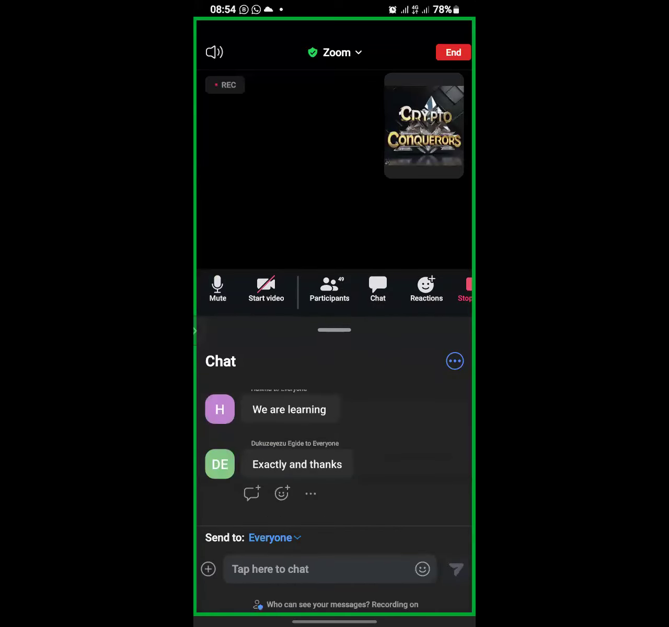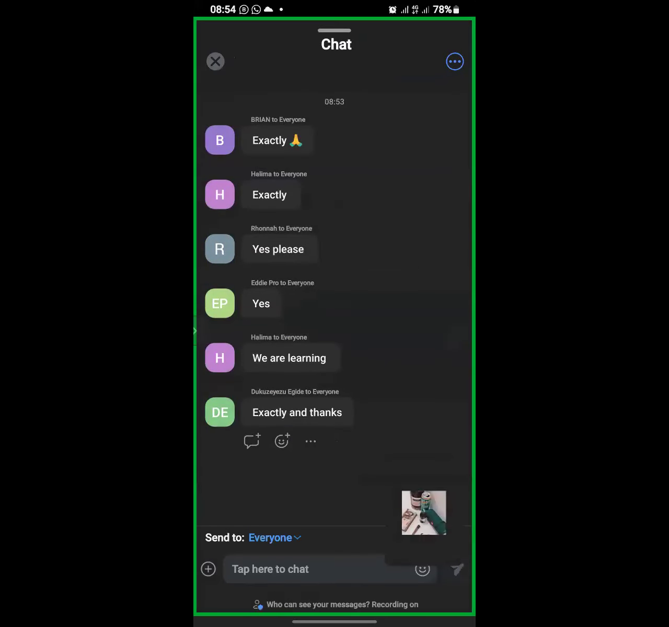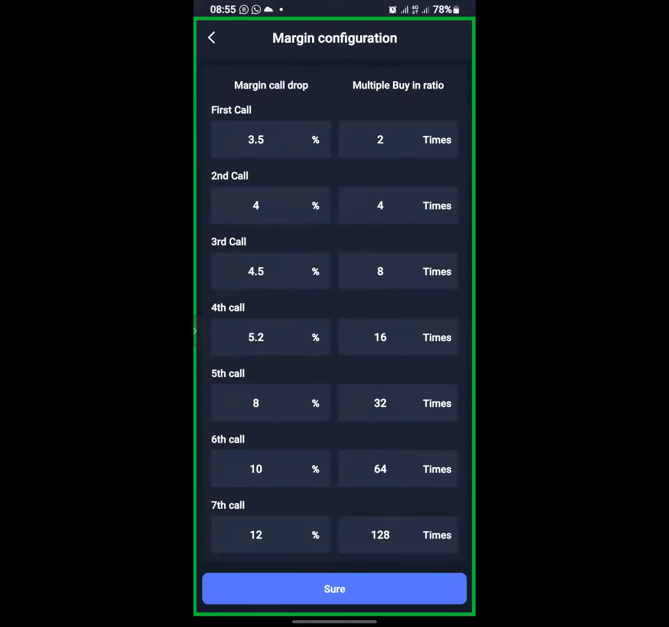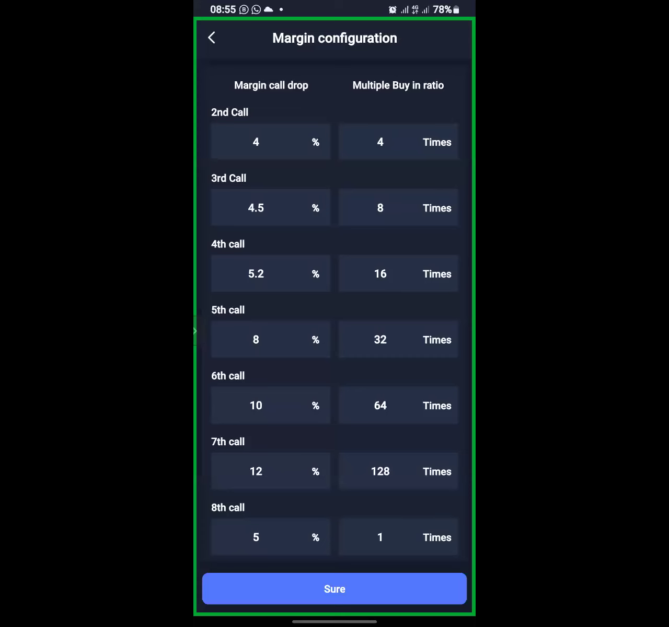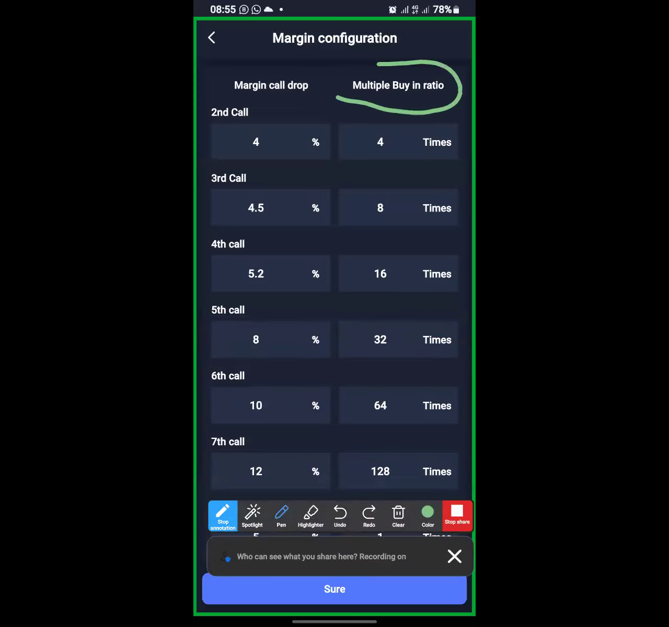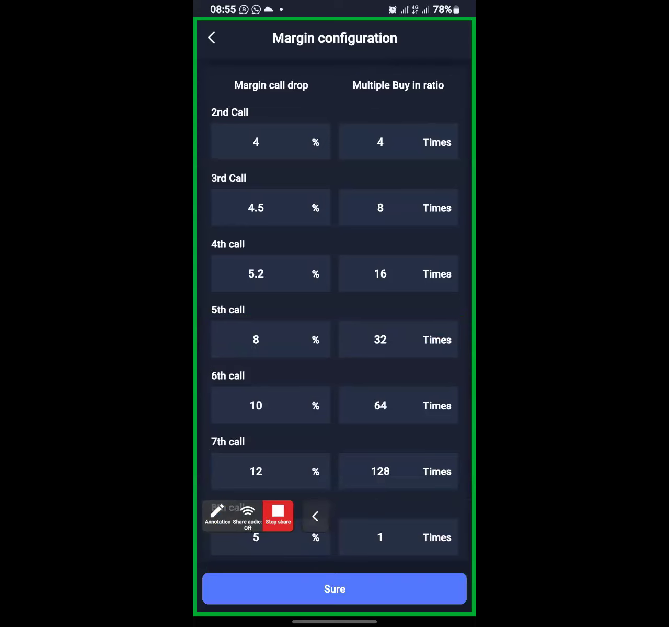Okay, so let's proceed. Now, with my $500, we're going to first deal with the multiple buying ratio. This is where you have the best. This is where you have most of what you have to do.